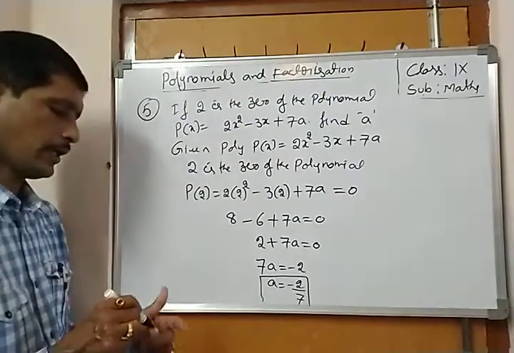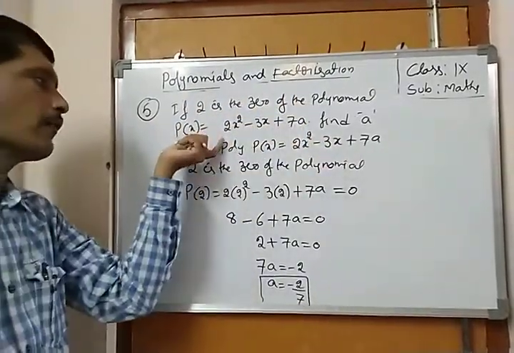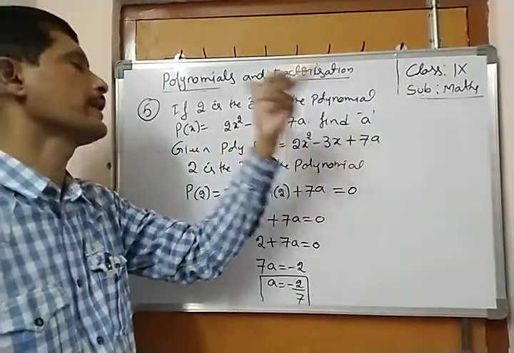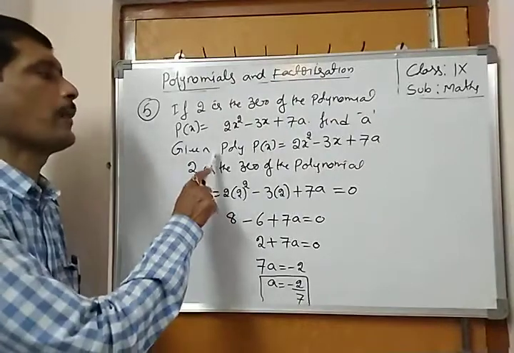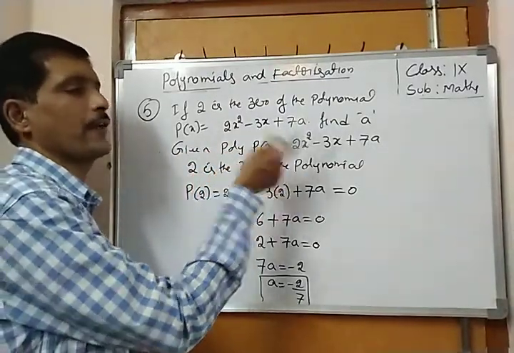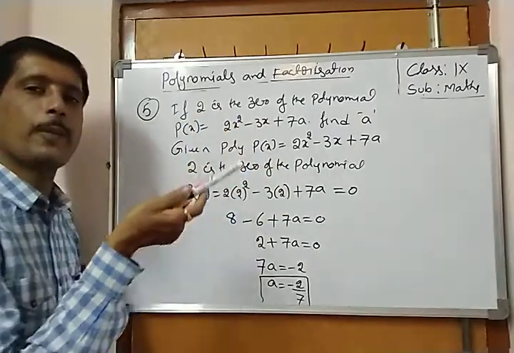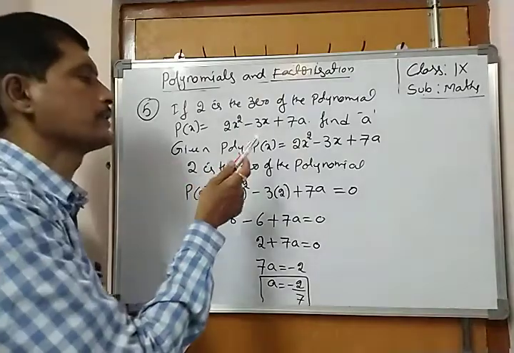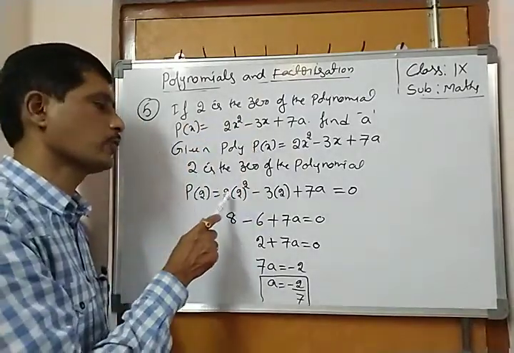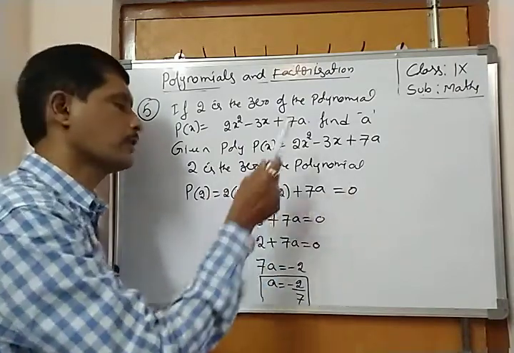Here one more time. If 2 is the zero of the polynomial p of x equal to 2x square minus 3x plus 7a, find a value. First write the given polynomial, p of x equal to 2x square minus 3x plus 7a. Therefore substitute, 2 is the zero of the polynomial, so x is replaced by 2, then equal to 0. Therefore p of 2, that is 2 into 2 square minus 3 into 2 plus 7a equal to 0.